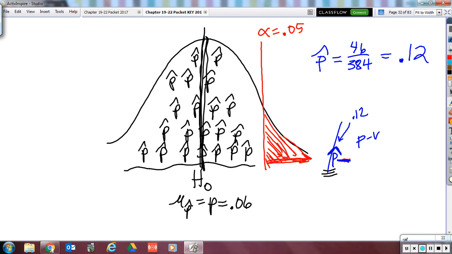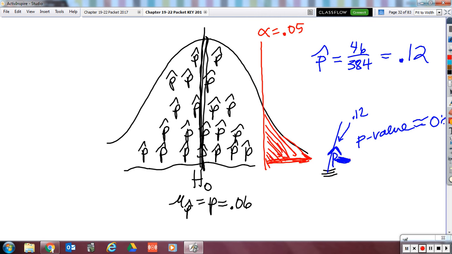So the p-value is the shaded area above my sample. It's pretty much 0%, because if you did it in your calculator, you get something like 3.9 times 10 to the negative 7th, or something really strange. So there's basically nothing above my sample. Is this considered statistically significant? Heck yeah.